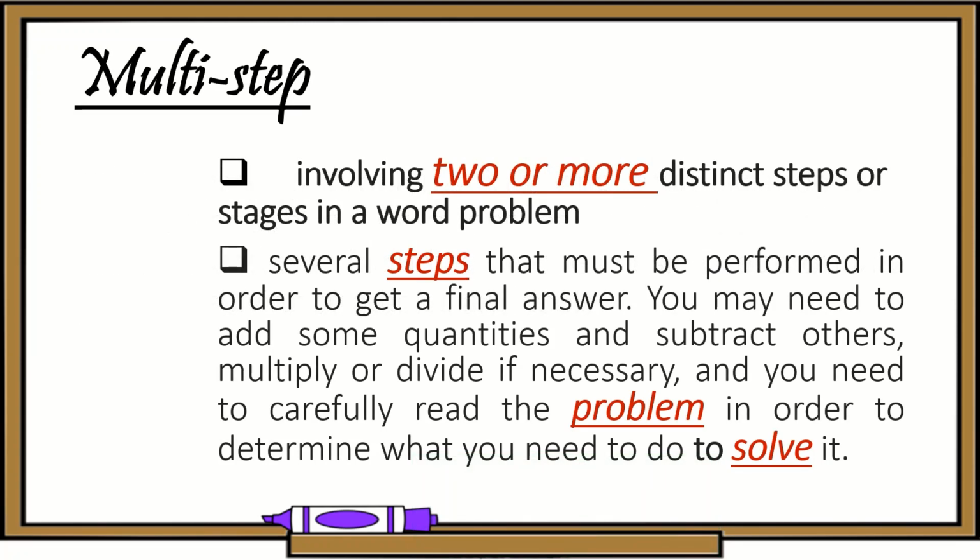Sa multi-step, ito ay kinapapalooban ng dalawa o higit pang listing steps or stages in a word problem. Maraming steps ang maaari nating magamit para makakuha tayo ng final answer. Maaaring gumamit tayo ng pag-add ng some quantities at mag-subtract. Pwede rin tayong mag-multiply o mag-divide kung kinakailangan. At kailangan mo ring maingat na basahin ang problem para ma-determine mo kung ano ang kailangan mong i-solve.